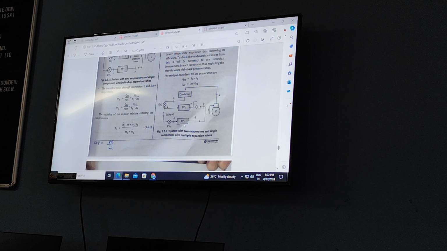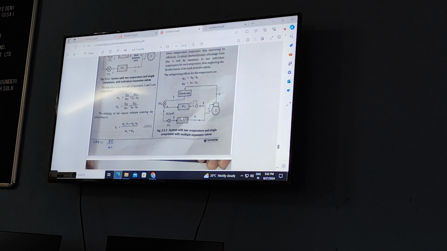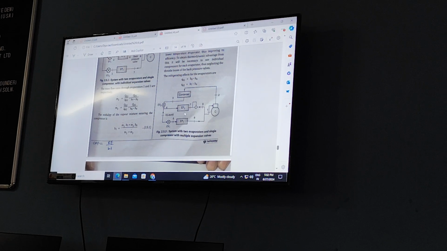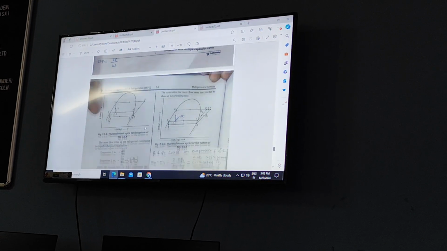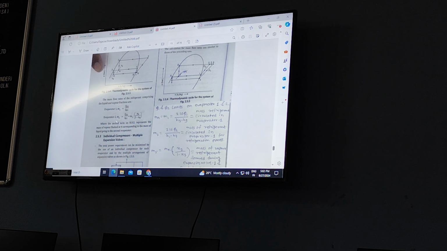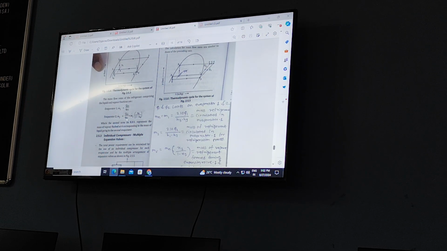Mass circulated in evaporator 1. And M2 is what? Mass circulated in evaporator 2. Okay. Now see here, mass circulated in evaporator 2 is M2. That is equal to how much?